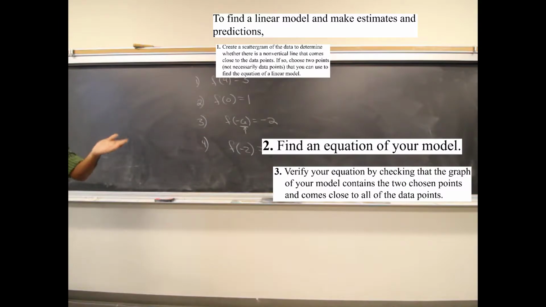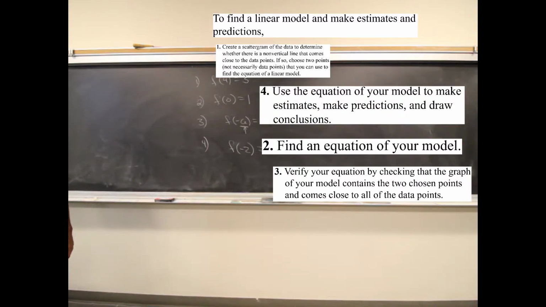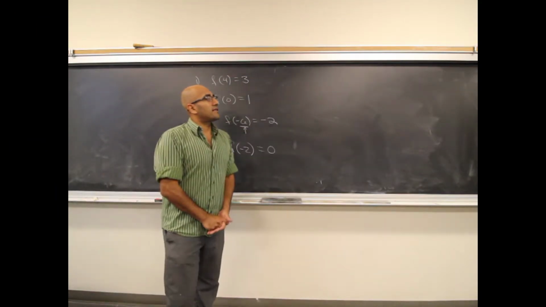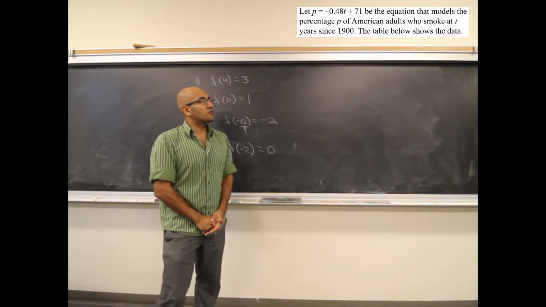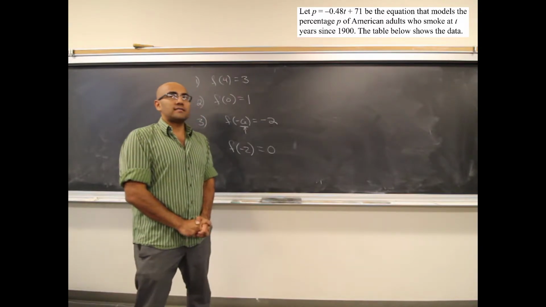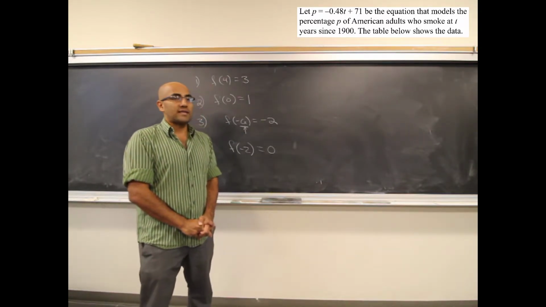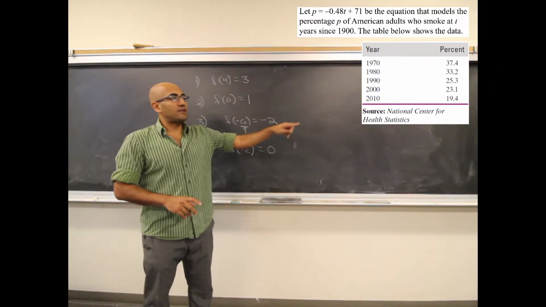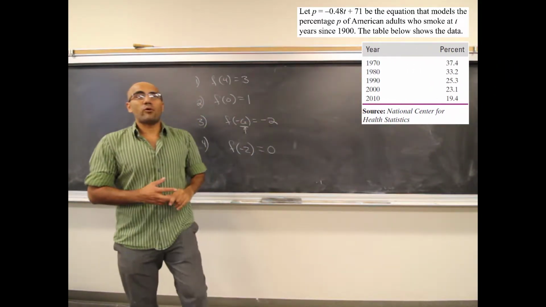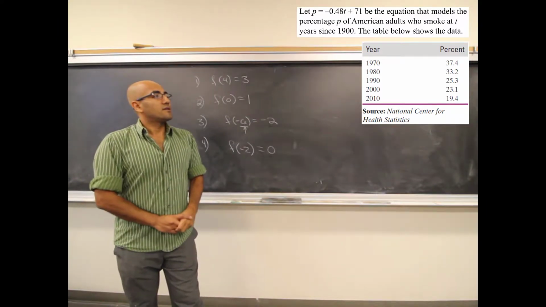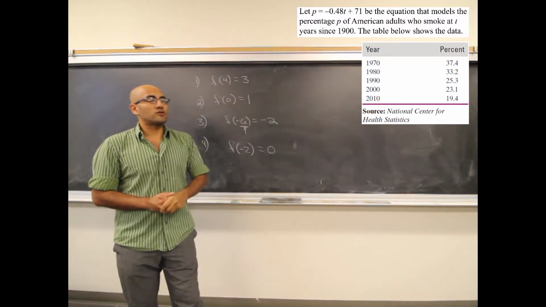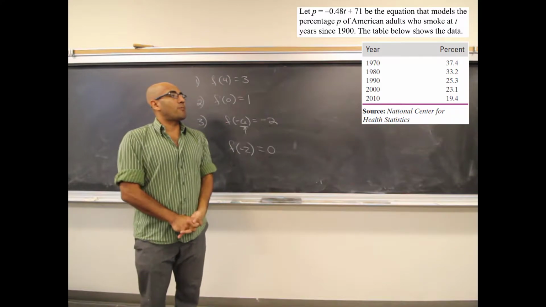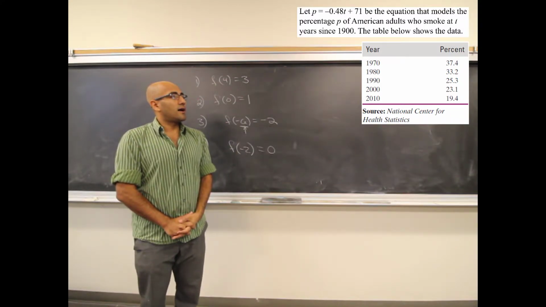approximation, and then we use those equations to answer some of the questions involving the particular situation you might be in. So, for instance, let P equal negative 0.48T plus 71 be the equation that models the percentage P of American adults who smoke at T years since the year 1900. The table below shows the data. Okay, so we have some real-world information. In 1970, 37.4% of American adults smoked. That's pretty high. By 1980, they went down to 33.2, then so on and so forth. By the year 2010, only 19.4% of adult Americans smoked.